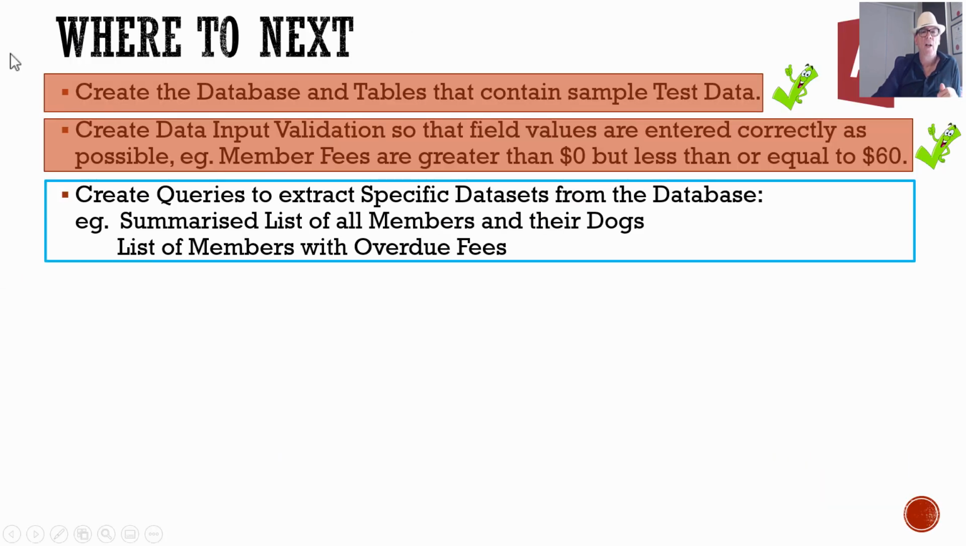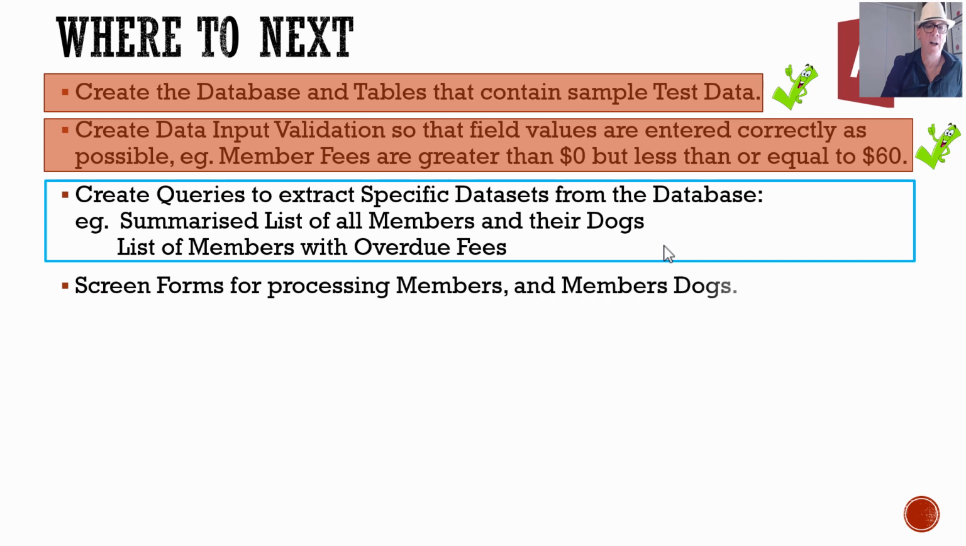So what have we done so far? We did lesson 1, creating the database and tables. Now we've done lesson 2 with the data validation input mask, a very long lesson of laying bricks and bricks and bricks in the hot sun. Our next lesson is going to be about creating queries for the database, like a summarized list of all the members and their dogs, and a list of members who haven't paid their fees yet.